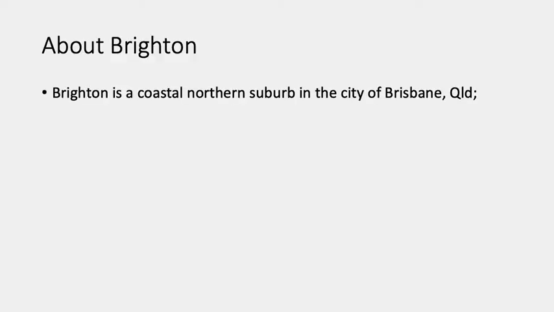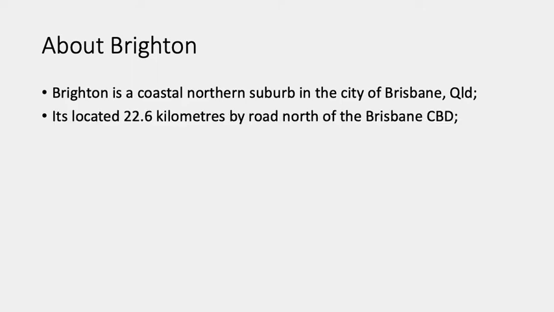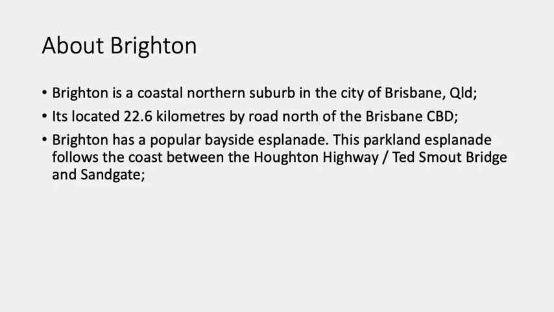About Brighton. Brighton is a coastal northern suburb in the city of Brisbane, Queensland. It's located 22.6 kilometres by road north of Brisbane CBD. Brighton has a popular bayside esplanade. This parkland esplanade follows the coast between the Houghton Highway / Tedsmelt Bridge and Sandgate.